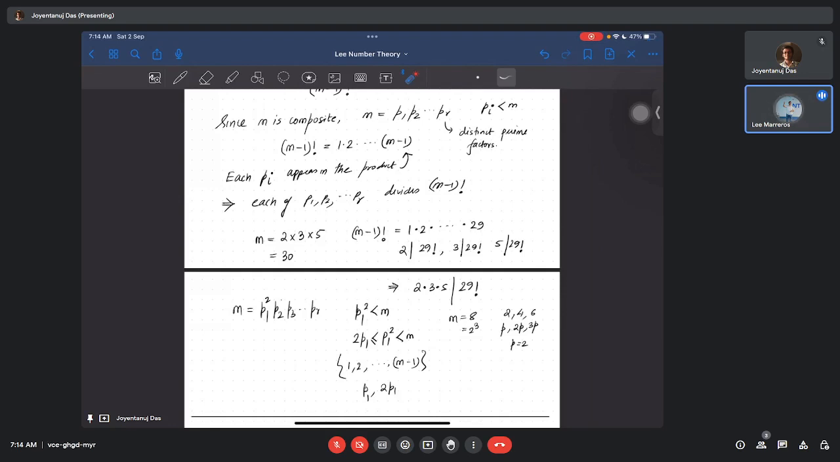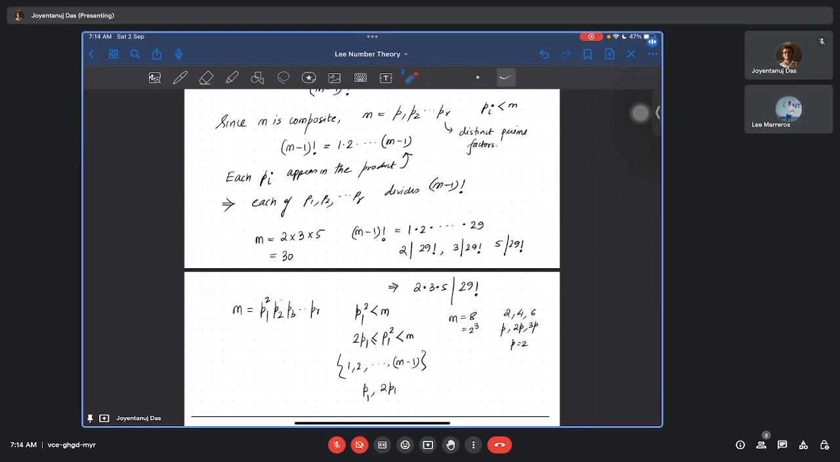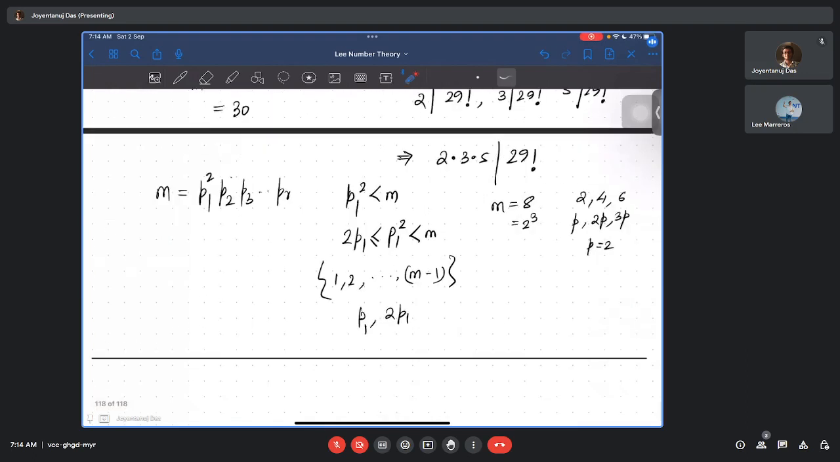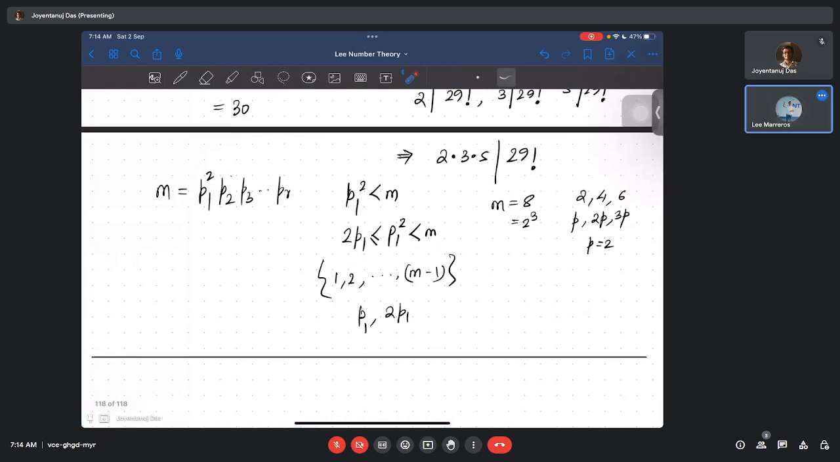So similarly, we can extend this for any value. If instead of 2, it was any alpha 1, then alpha 1 of p1 will always be less than m. So there are that many copies of p1, so that when we take the total product, p1 to the power alpha 1 will divide m minus 1 factorial. Fine.